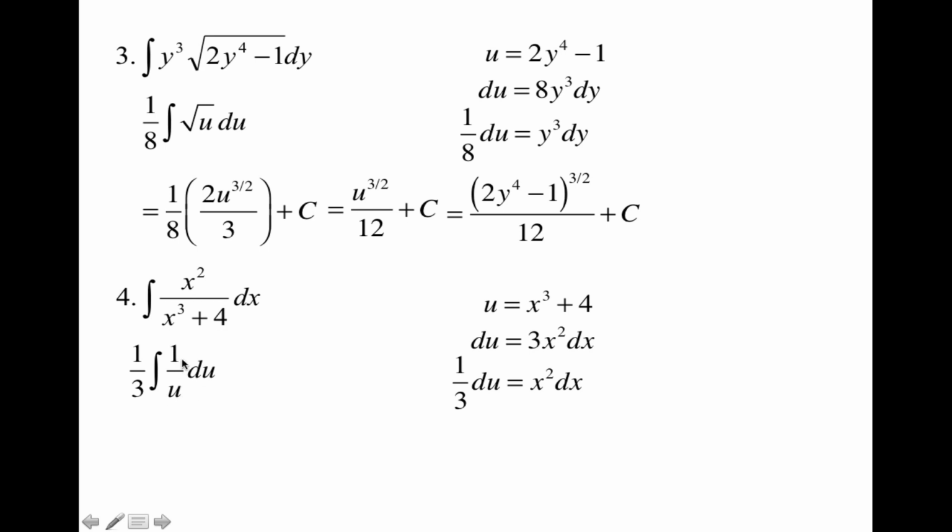So now I'm integrating 1 over u, and whose derivative is 1 over u? The natural log of the absolute value of u. Now I can go ahead and resubstitute in u to get this as your final answer. All right, let's try this one. This one's a little bit more difficult.